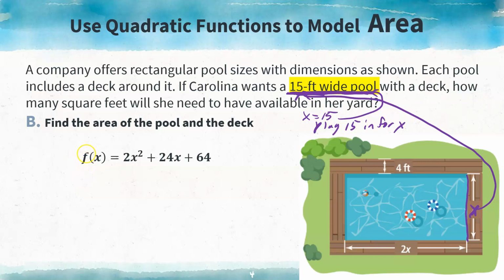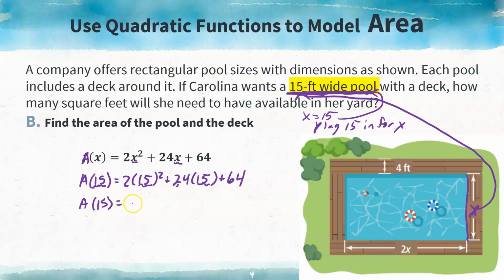So I take my function and we switched it to f. I'm going to call it A of x. A of 15 equals 2 times 15 squared. So this goes back to chapter 3, the first chapter we did this year. Remember, when we're dealing with function notation, whatever value I want for x, I just substitute in for all of the x's in the function. Type that into my calculator, and I found that the area for a 15-foot wide pool would be 874 feet squared. As soon as it's area, make sure you do that.